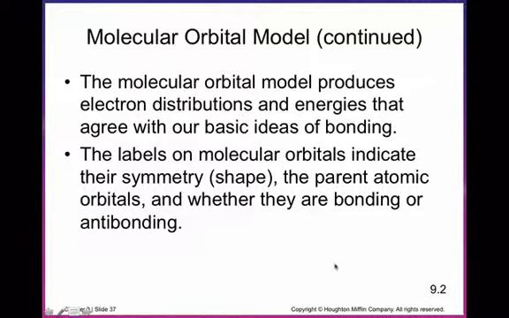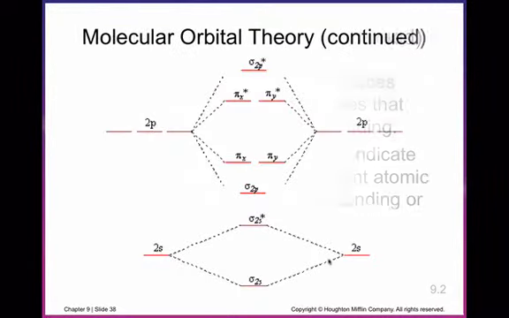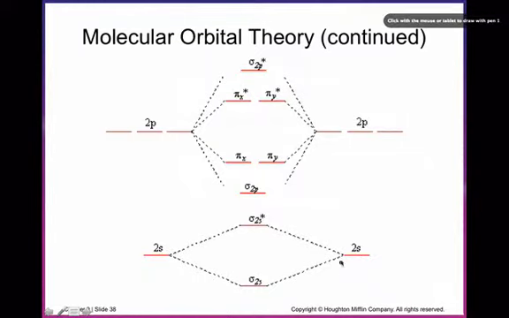And then the labels on molecular orbitals indicate their symmetry, the parent atomic orbitals, and whether they are bonding or antibonding. So what you're going to see here is an example of how we would label these things and how you need to think of it. So this is the 2s and the 2p. Of course, there's also the 1s, but we usually just focus on the valence electrons because everything else kind of cancels itself out. So in this one, we'd be looking at an element that falls in the second row of the periodic table. So say, for example, we wanted to look at fluorine, and we wanted to do diatomic fluorine because we're talking about things bonding here.